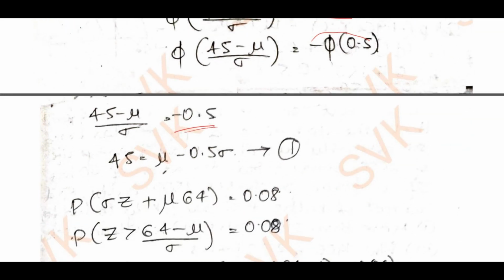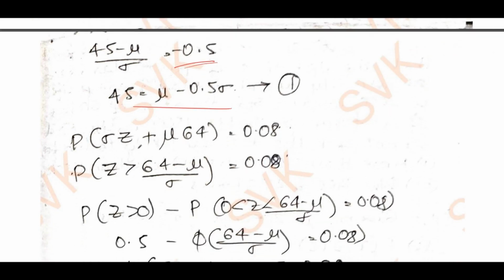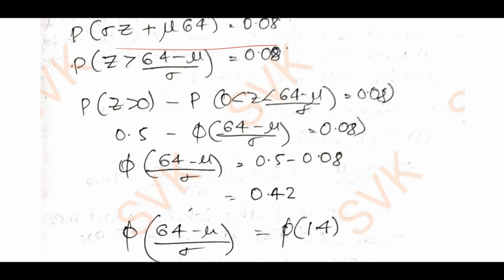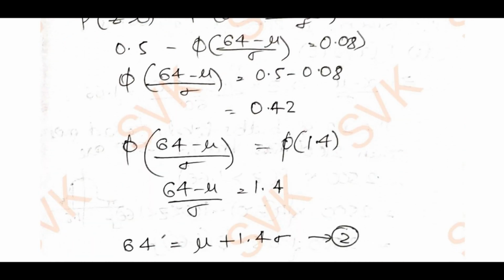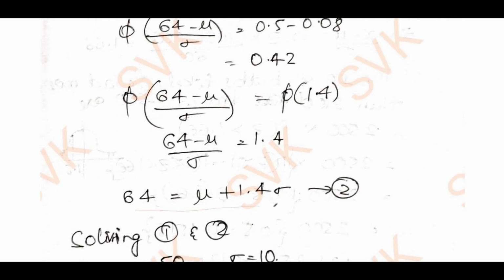So using this, I am going to consider an equation, 45 equal to mu minus 0.5 sigma. Name that as equation 1. Similarly, consider another value along 64, along 8%. So I am going to get the expression as follows. The same way we will solve for a linear equation in terms of mu and sigma. That is what we are going to do. So this is what I got, equation 2.